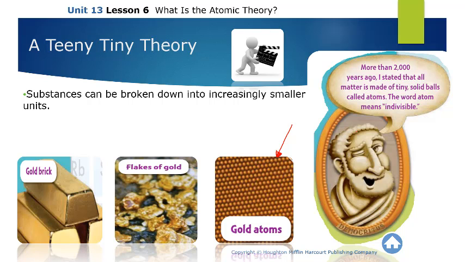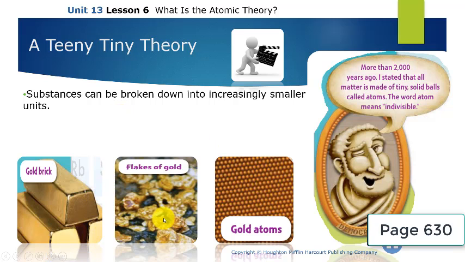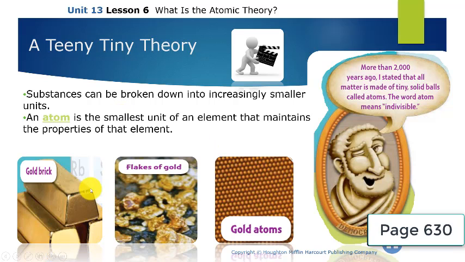Look at this picture. Let's read together. More than 2,000 years ago, the idea was that all matter is made of tiny solid balls called atoms. The word atom means invisible. Something important that you need to know about atoms is that the atom is the smallest unit of matter that cannot be divided and still be the same element.